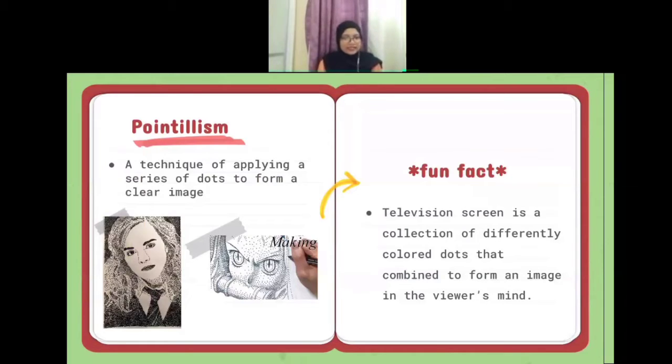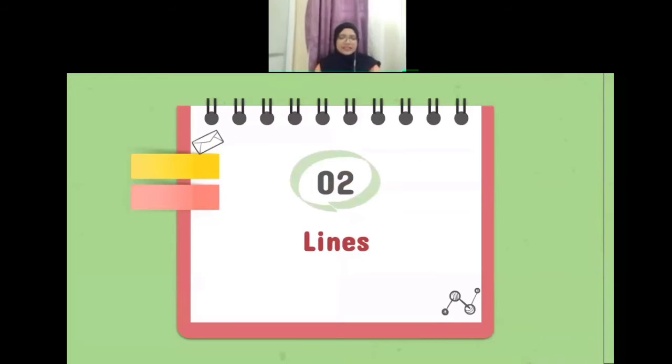So, pointillism. It is a technique of applying a series of dots to form a clear image. As you can see, they put a lot of dots, and then it creates a picture of Hermione. So why do I say that dots are the fundamental elements of an image? Because this is a fun fact. A television screen is actually a collection of differently colored dots that combine to form an image in our mind.